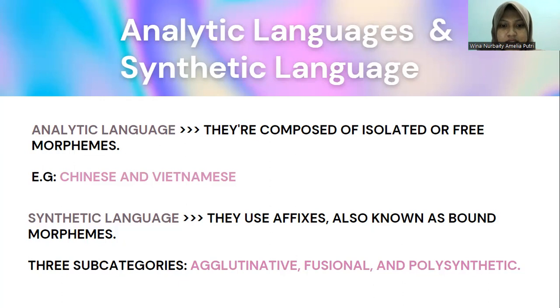Synthetic languages differ from analytic languages because they do use affixes, also known as bound morphemes. Synthetic languages include three subcategories: agglutinative, fusional, and polysynthetic.